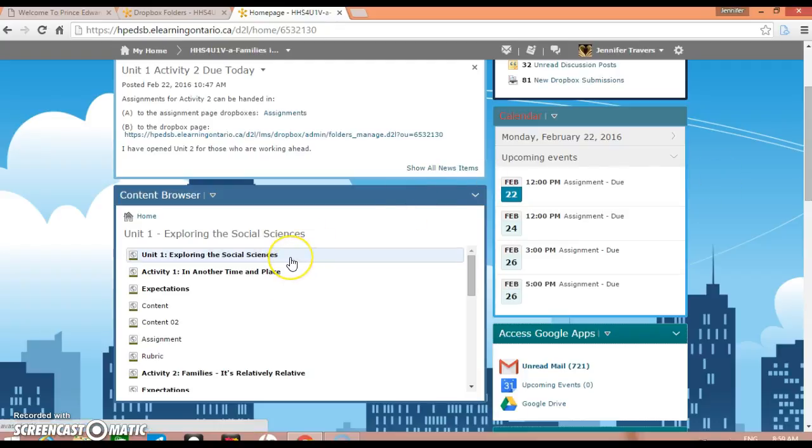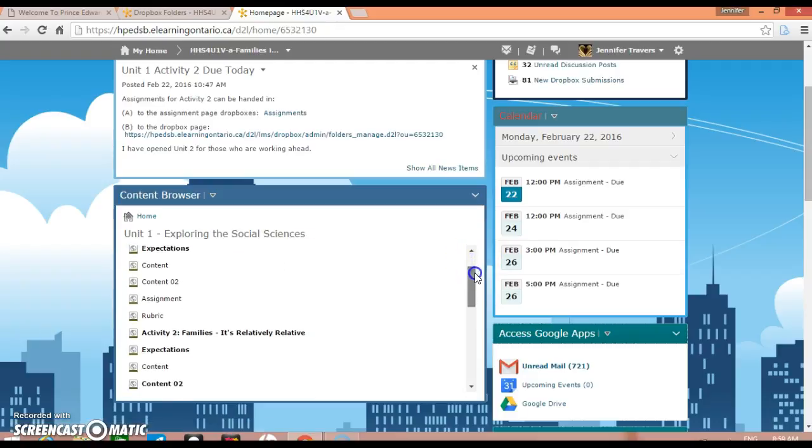Unit 1 is the overview into the social sciences. There's no prerequisite for this course. So some people have never taken sociology, anthropology, or psychology, and those are parts of how this is examined. It's not just a study of the family. So it's important we go through that. Unit 1 has 4 activities in it that you need to complete assignments for.